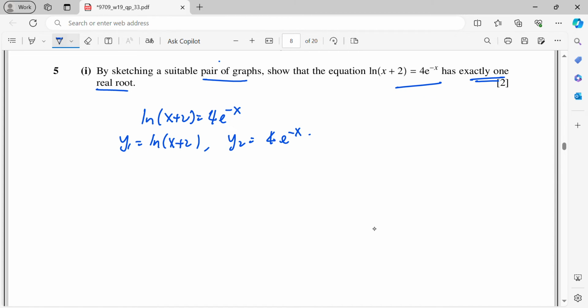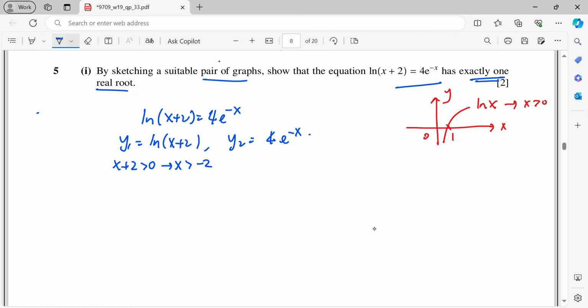Okay, so for the ln graph, just a reference, this is a ln graph. Your argument must be greater than 0. That means now here I will say my x plus 2 must be greater than 0. Therefore, my x must be greater than 2. Oh, sorry, greater than minus 2. Yeah, greater than minus 2.